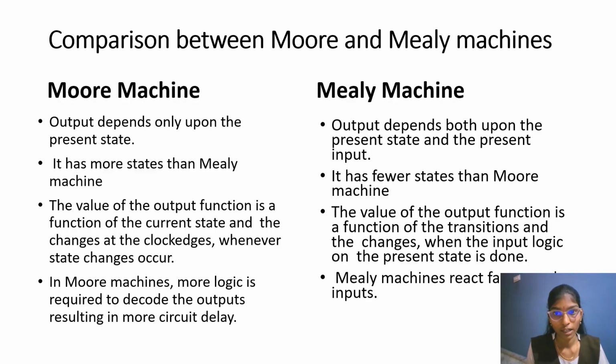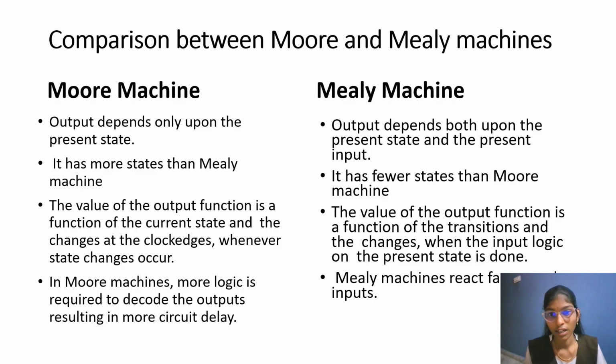Comparison between Moore and Mealy machine. Moore machine: the output depends only on the present state. Mealy machine: the output depends on both the present state and the present input. Moore machine has more states than Mealy machine. Mealy machine contains only fewer states. In Moore machine, the value of the output function is a function of the current state and changes at the clock edges whenever the state change occurs.